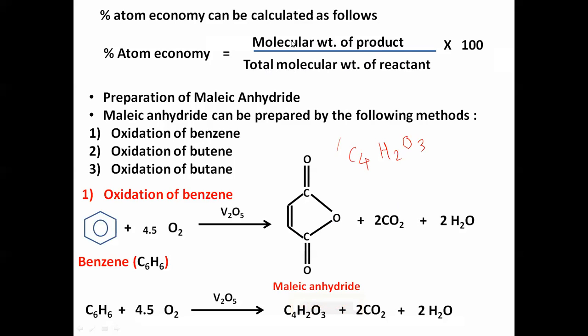So the molecular weight of the product, meaning the molecular weight of maleic anhydride, divided by the total molecular weight of reactants, meaning the molecular weight of benzene plus the molecular weight of oxygen, into 100. That is what atom economy is.